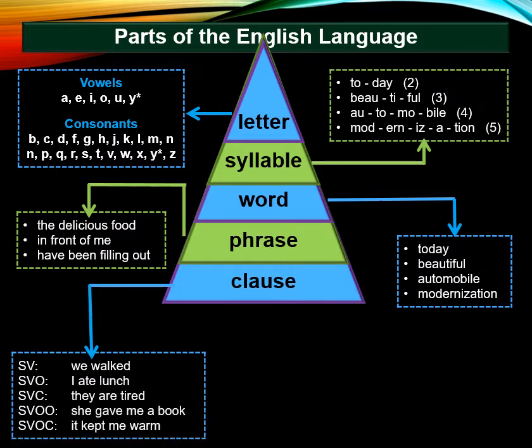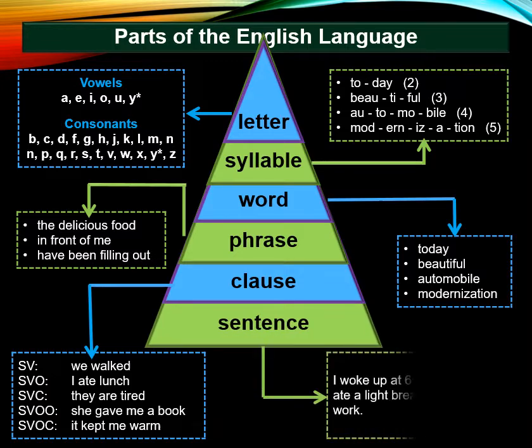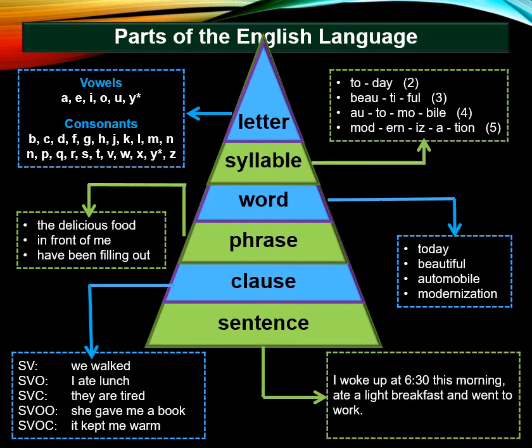Or a group of words can be a clause. There are 5 kinds of clauses. You see here SV all the way to SVOC. And then all of this together, words, phrases, and clauses, equals a sentence. A sentence is everything from the first word to the period or question mark at the end. I went through this quite quickly because now we'll talk about each one of these more specifically.